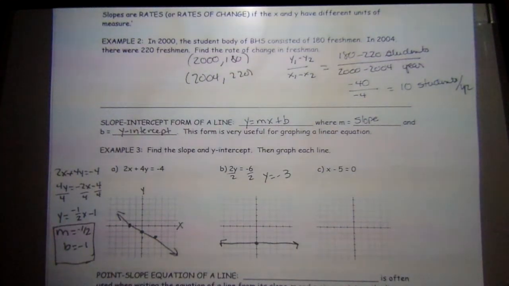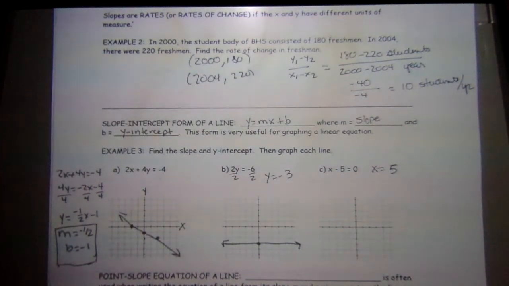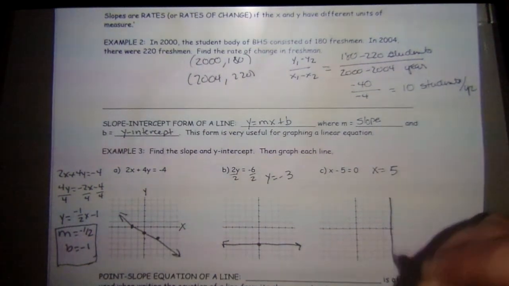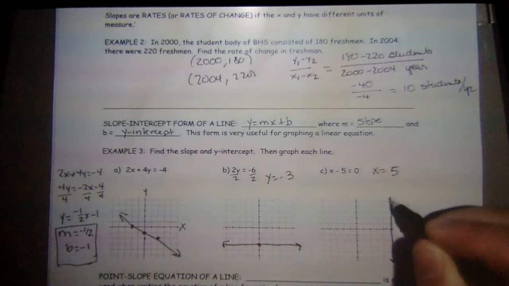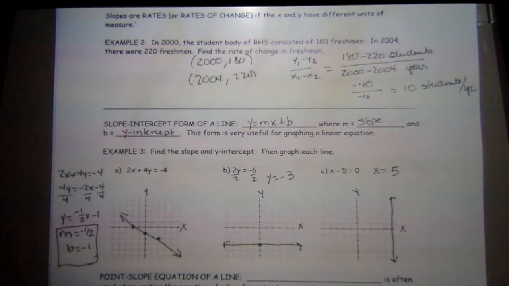Questions there? How do I graph this one? Add 5. What type of line is this? Vertical, that goes through 5. The x equals 5. Questions there?